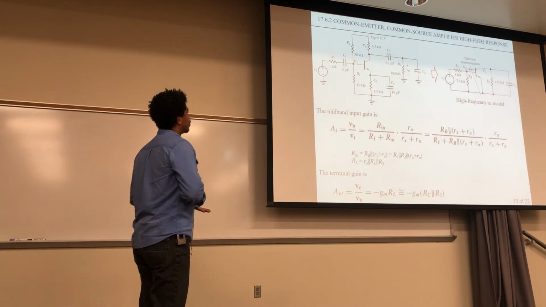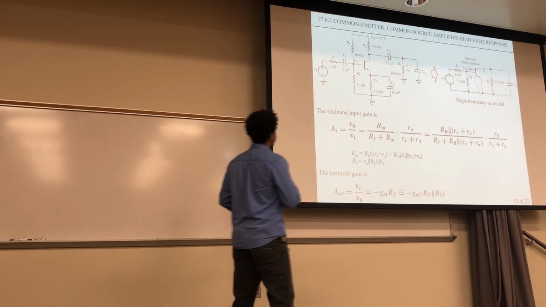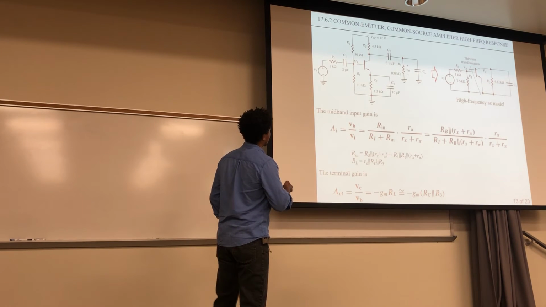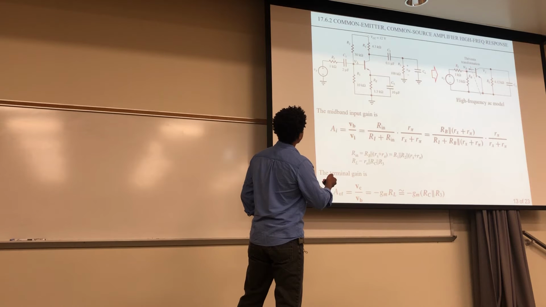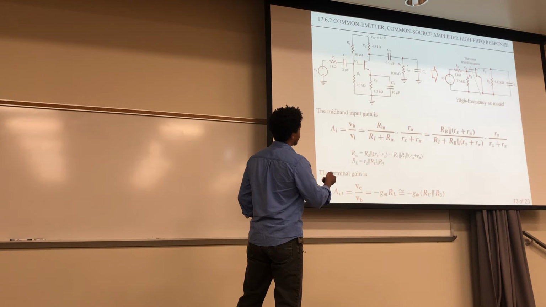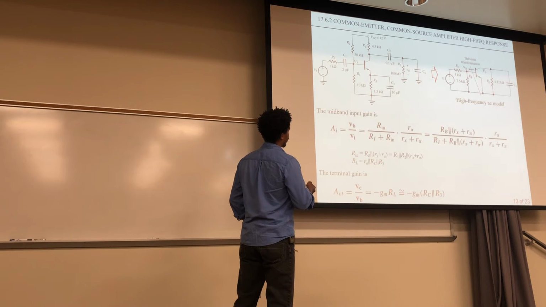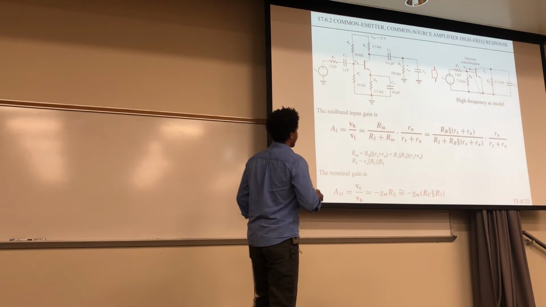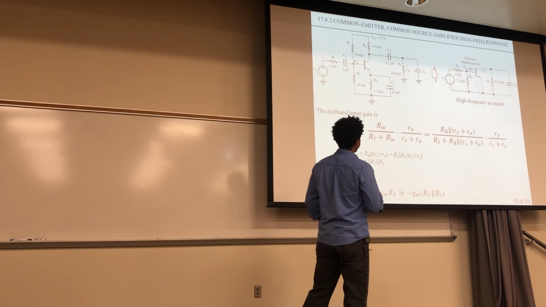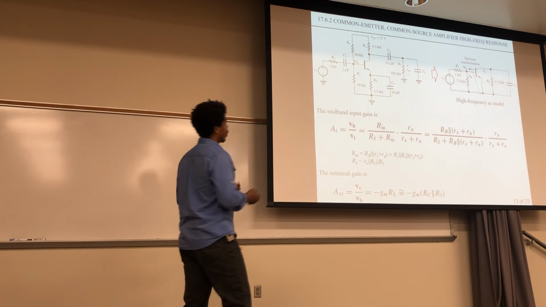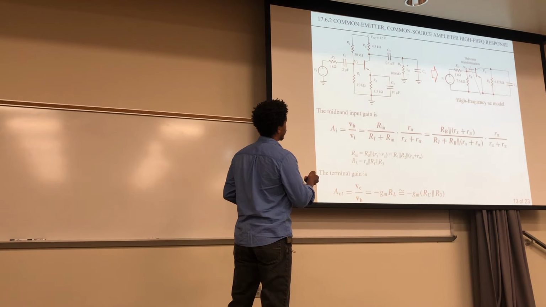Okay, so the mid-band input gain is this. It's the ratio of, in this case, the output VB over VI. So here's VB right here, and here's VI. So this is the input gain going into there, and we've seen this in another lecture, where it's this expression right here. And remember what Rx is, right? That is that extra resistance for this current going in from the base.